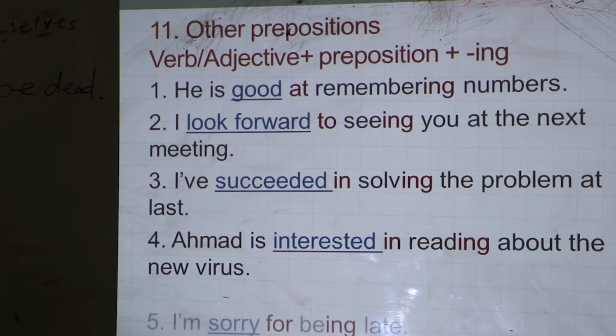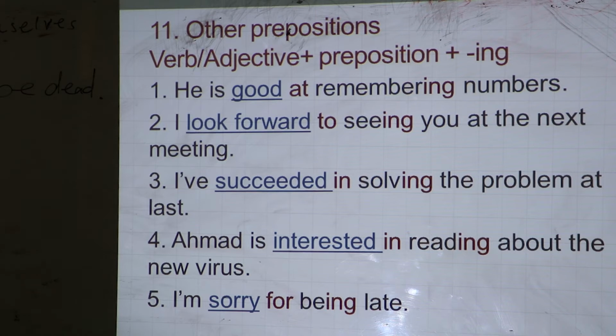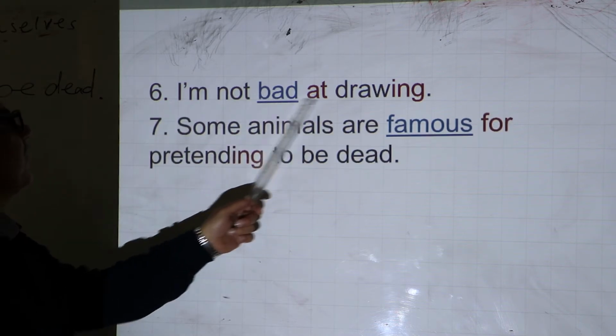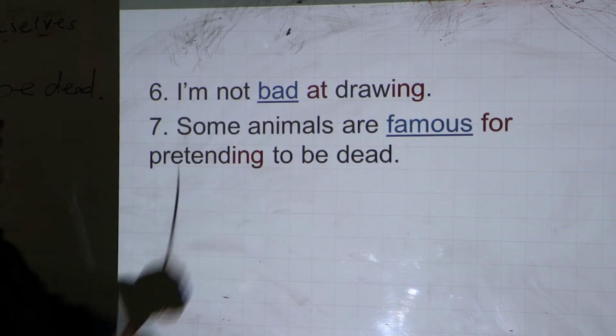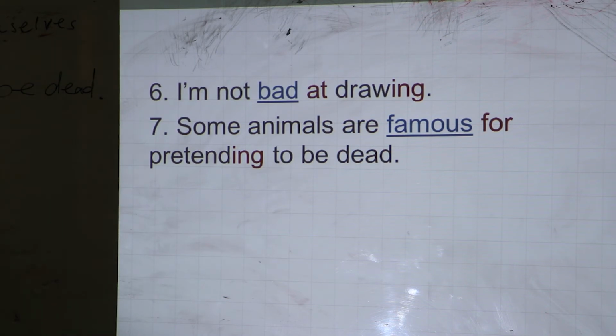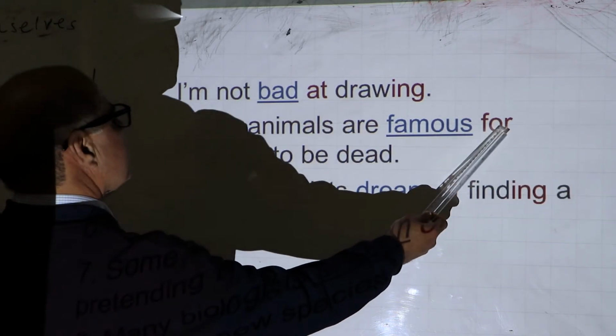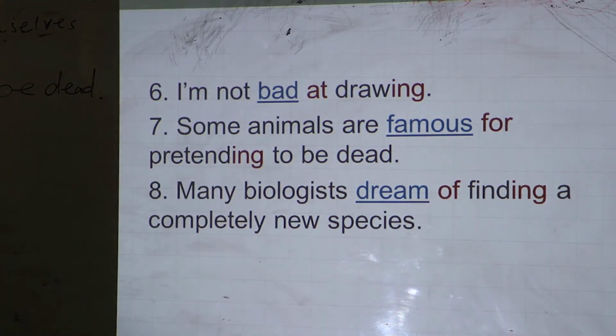Yes? Look at number five. I'm sorry for being late. Also, sorry here is an adjective. It is followed by a preposition and ing form. Number six. I am not bad at drawing. Bad here is an adjective. It is followed by at and the ing form. And number seven. Some animals are famous for pretending to be dead. The adjective here is famous, and it is followed by for and the ing.